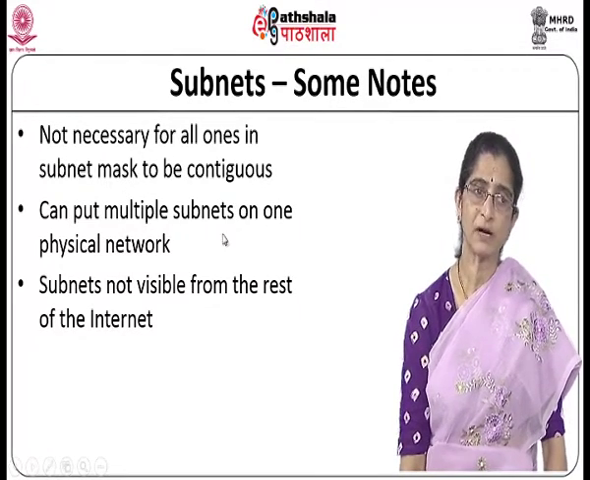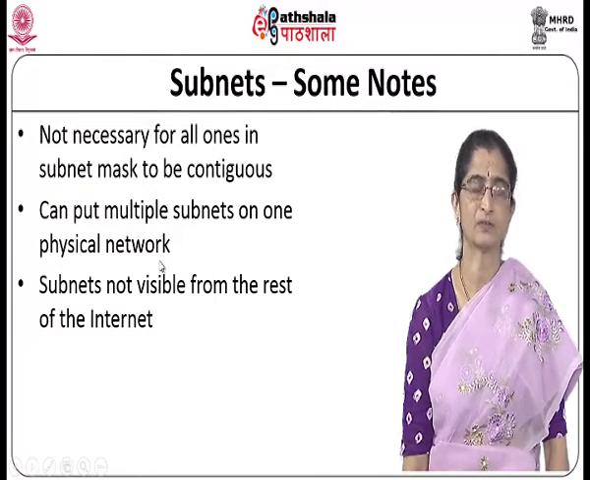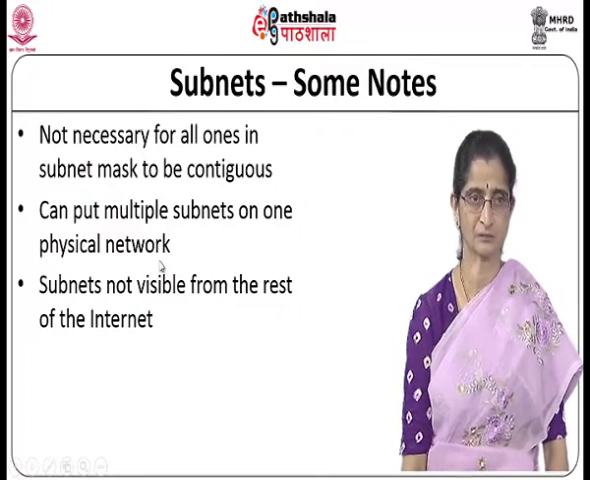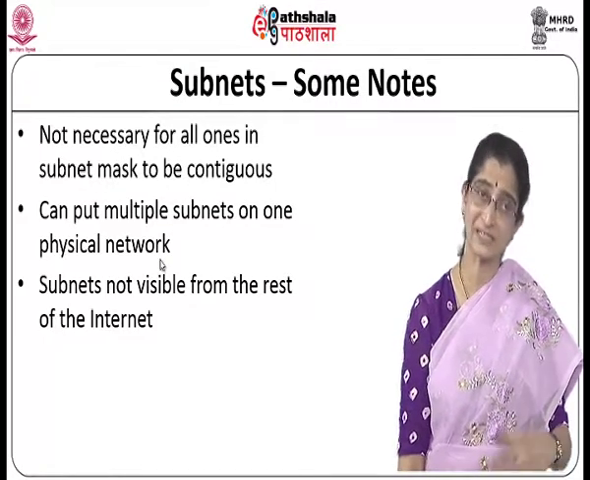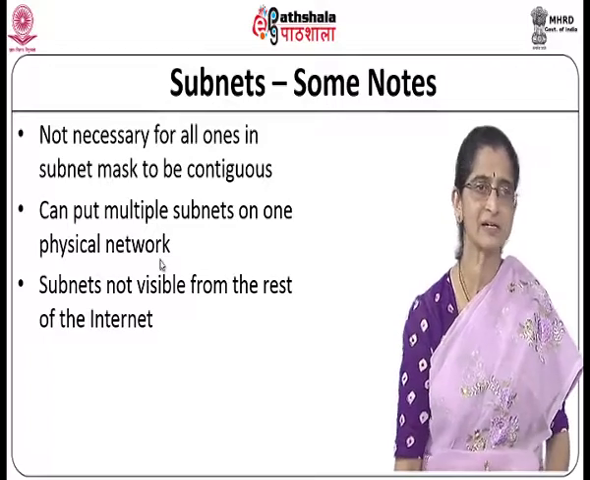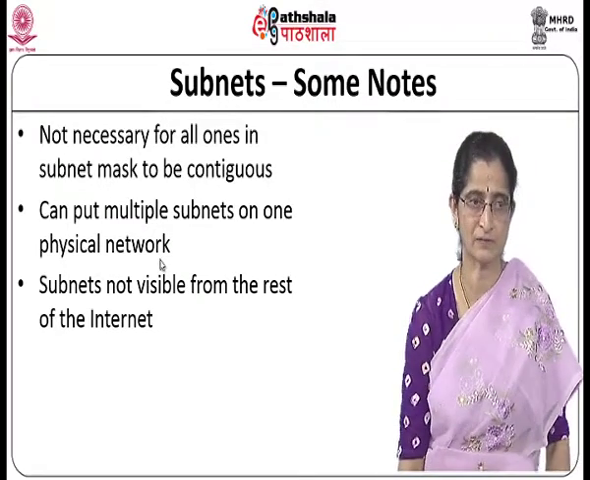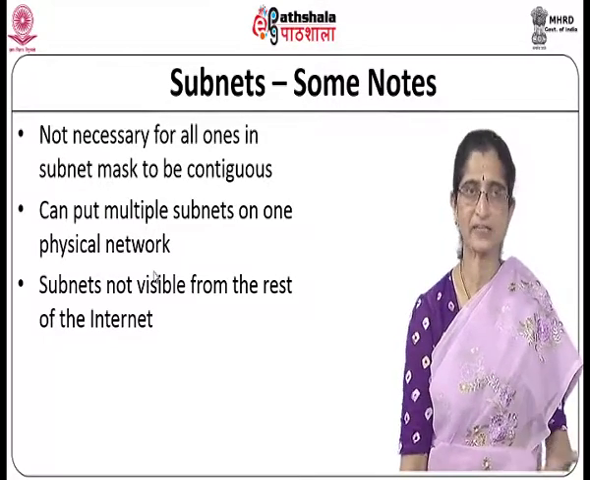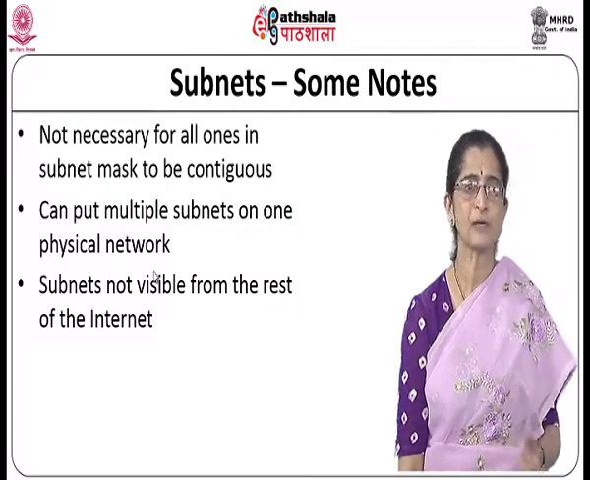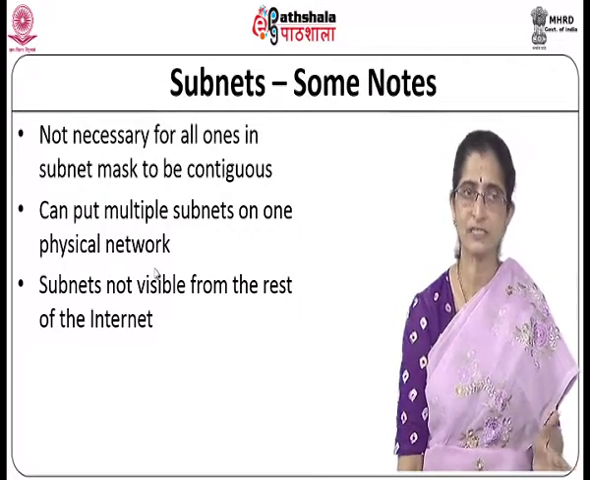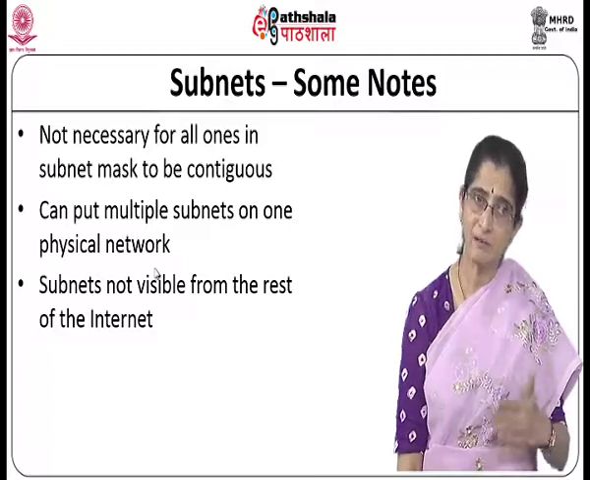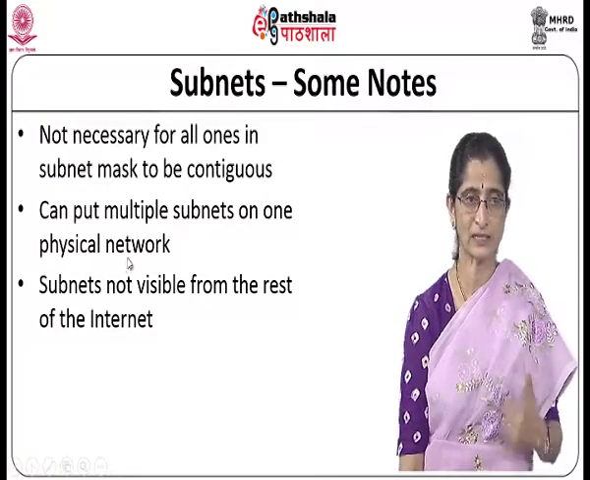And you can also put multiple subnets on one physical network. In fact, in the example that we looked at just now, we had two physically different subnet networks. That is not necessary, it does not have to be that way. What we could also do is, you can have multiple subnets belonging to the same physical network. By having different masks, you can actually identify them. Okay, that is also possible.